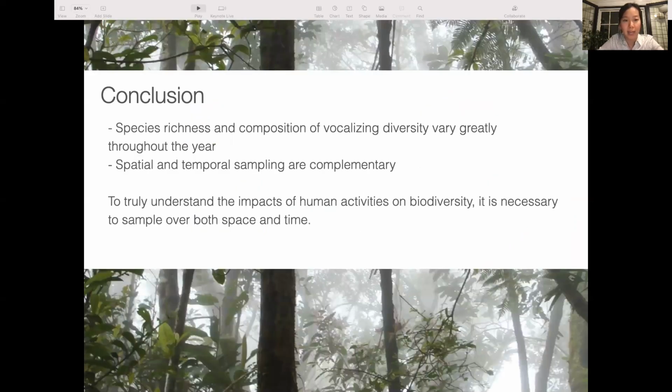We concluded that even in a low seasonality tropical forest, the richness and composition of the vocalizing diversity vary greatly throughout the year. The complementarity from spatial and temporal sampling suggests that to truly understand the impacts of human activities on biodiversity, it is necessary to sample over both space and time.